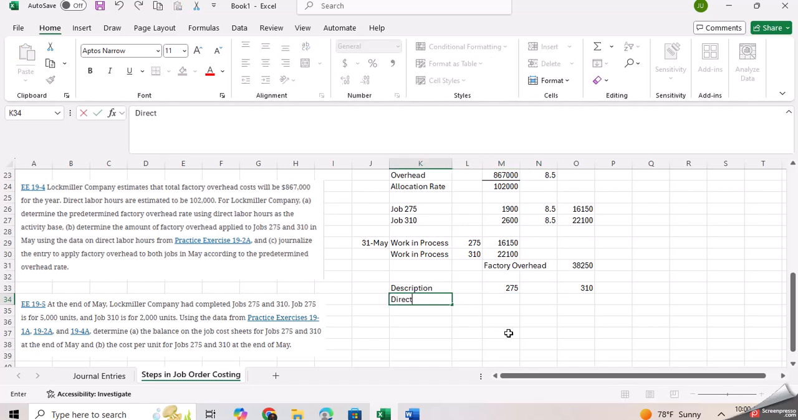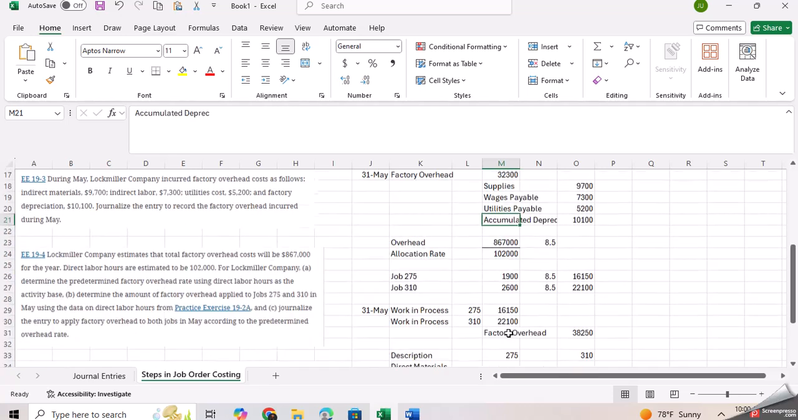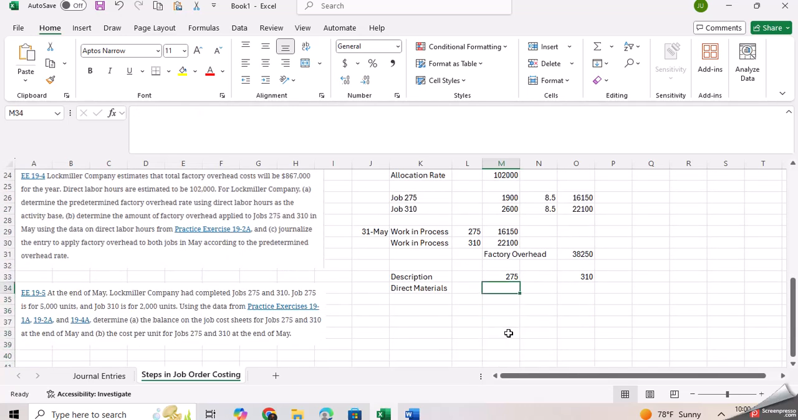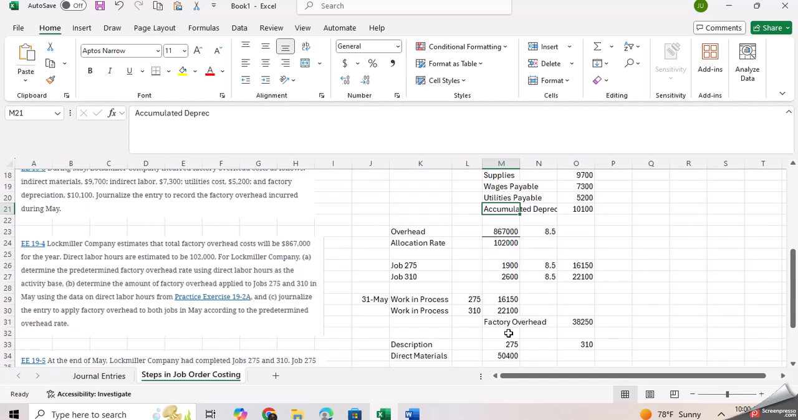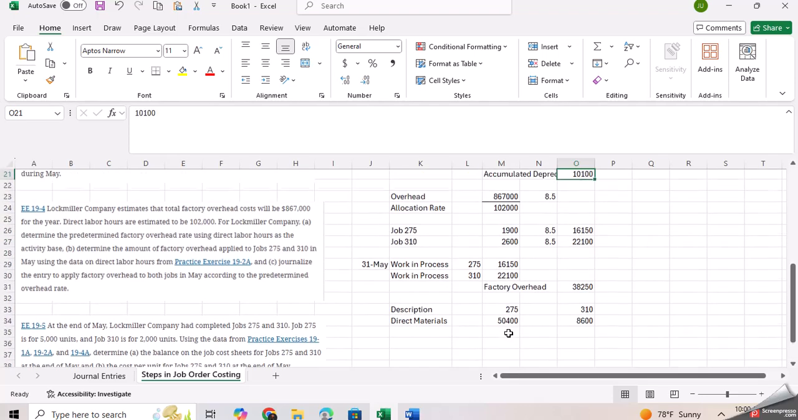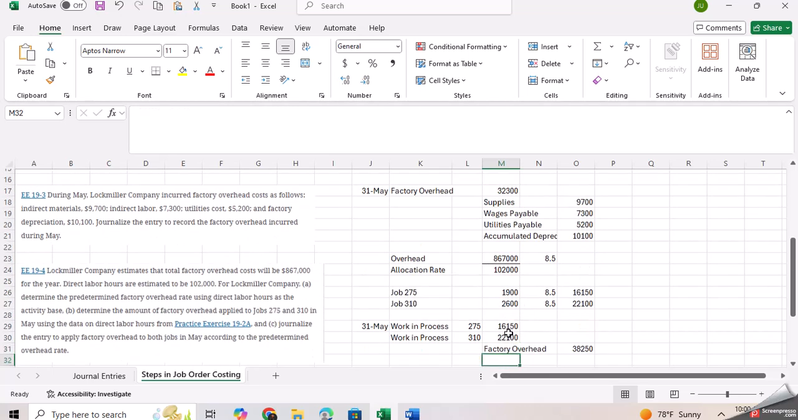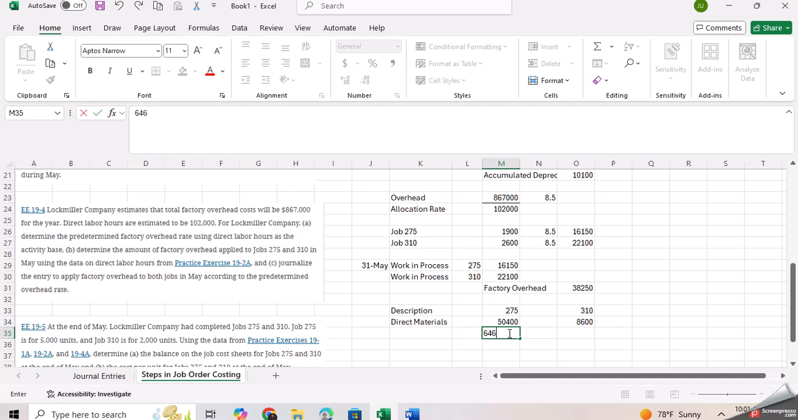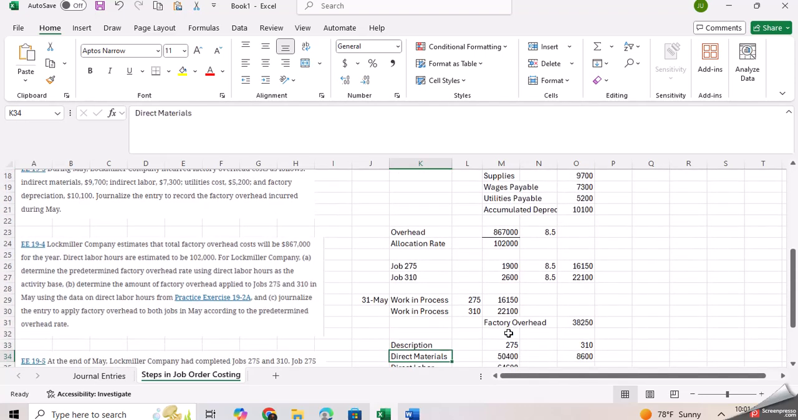So we're going to start with our direct materials. So if we go up to job 275, what did we have go in for direct materials? 50,400. Okay, then go back up there for job 310, we had 8,600. Then go up to our labor, and then our labor for job 275 was 64,600. And then go up to the labor for 310, 67,600.